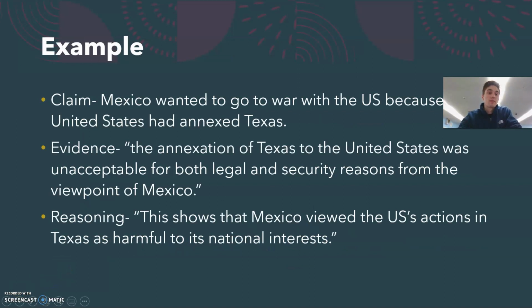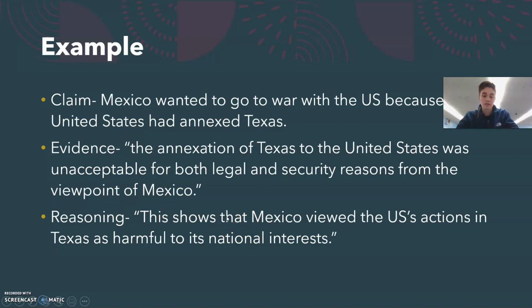So an example of this could be Mexico wanted to go to war with the U.S. because the United States had annexed Texas. Evidence for this from the text would be the annexation of Texas to the U.S. was unacceptable for legal and security reasons from the viewpoint of Mexico. That's a direct quote from Perspective 1. And then reasoning could be something like this shows that Mexico viewed the U.S.'s actions in Texas as harmful to its national interests.